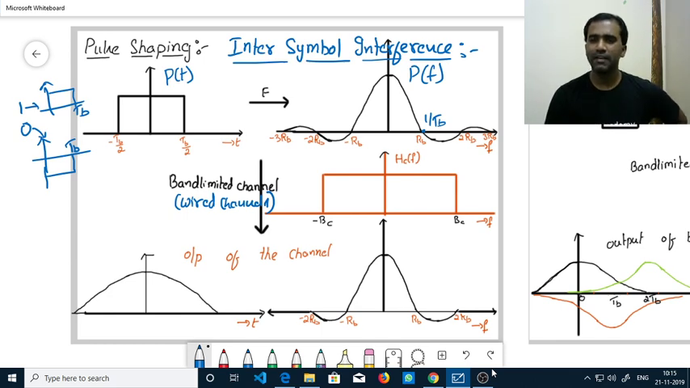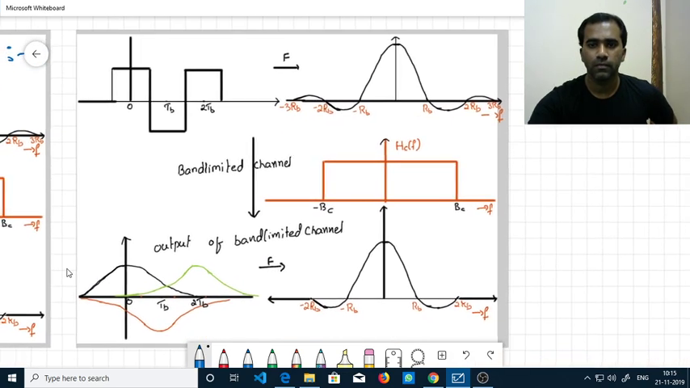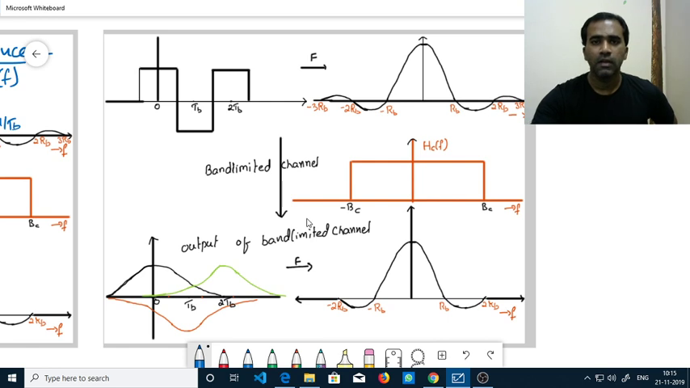Right. Having understood this, what is the problem with this? At the receiver, what we do is sampling actually. For example, every TB time you are going to sample. So at 0 time you are sampling, at TB time you are sampling, at 2 TB time also you are sampling.